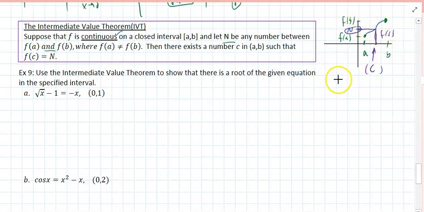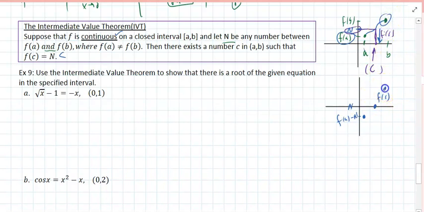What we do, instead of showing this, which is a lot of work, we make an alternative proof, and that is, we take f of c and we shift it down that many units. That will be our n. That means f of a will shift down that many units, and f of b will shift down that many units. So we subtract n from each of those.